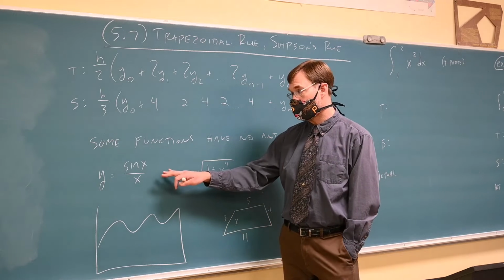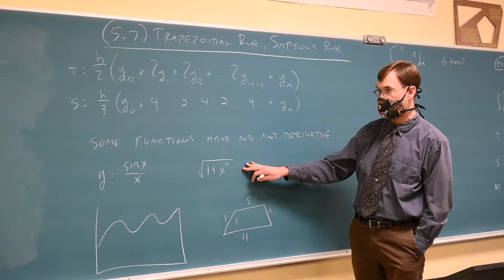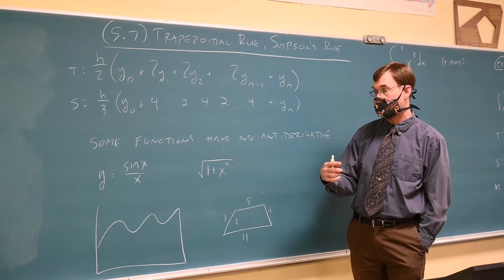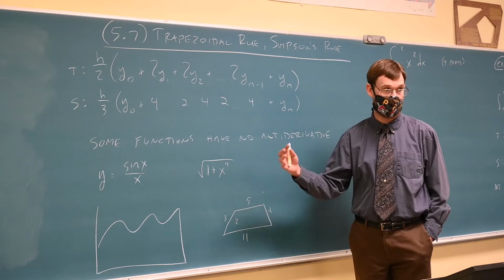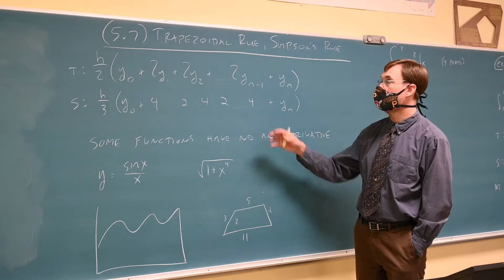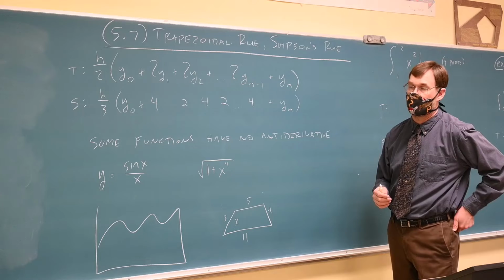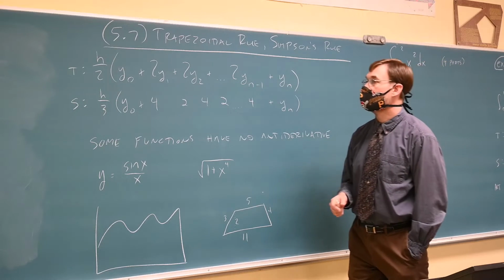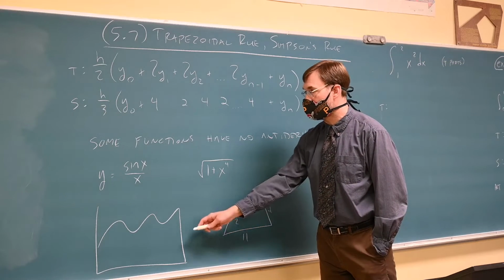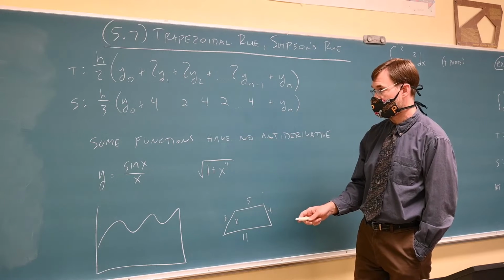I'm taking the book's word for it that these are two examples of things where not just you can't do the antiderivative, but no one in the universe could. So Simpson's Rule and the Trapezoidal Rule are things you can keep in your back pocket for that sort of circumstance. So let's draw a picture, and then we'll come back to what the rule actually is.